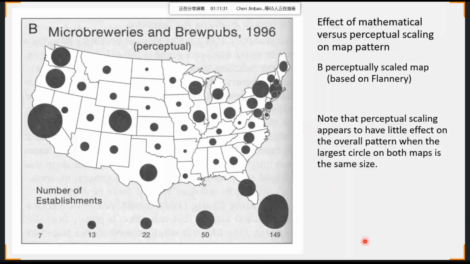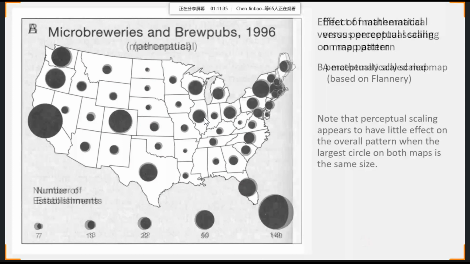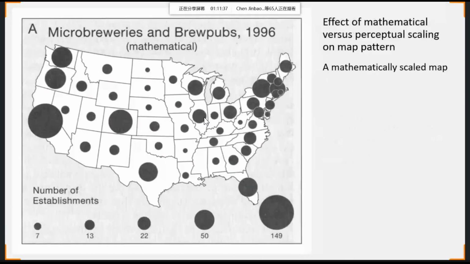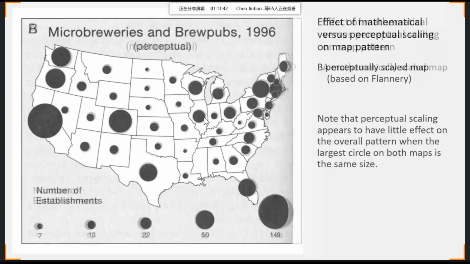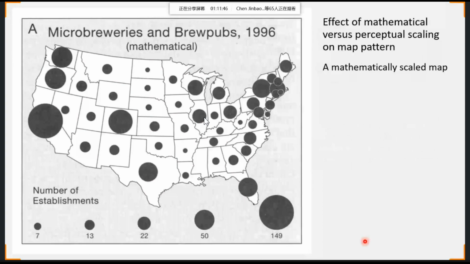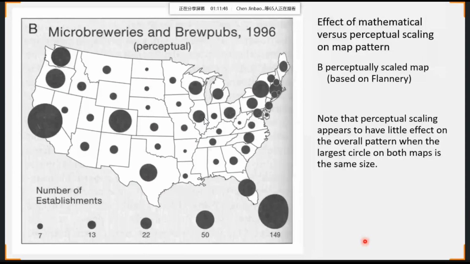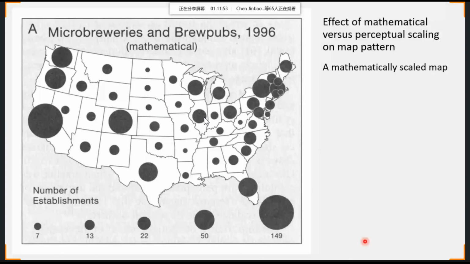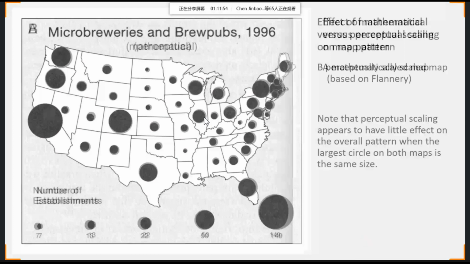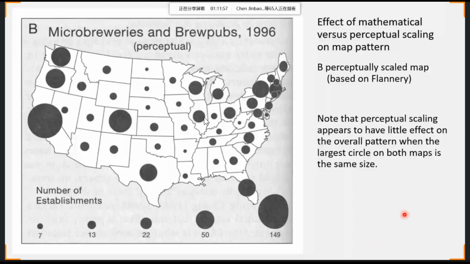So I go back and forth again. The largest one, the one in California, is the same. Therefore, the correction is for the smaller ones. The smaller ones become smaller in the corrected version, so that the difference is larger between the larger ones and the smaller ones.